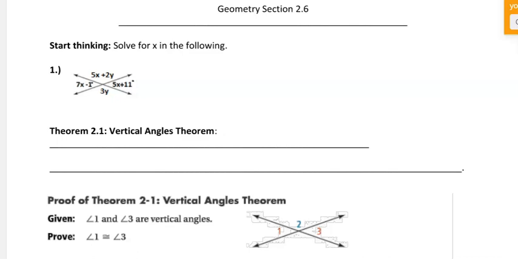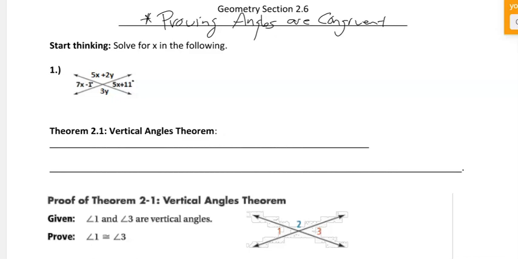All right, welcome back. This is the last section before we take a quiz on Chapter 2. We're jumping into Section 2.6. 2.6 is proving angles are congruent.